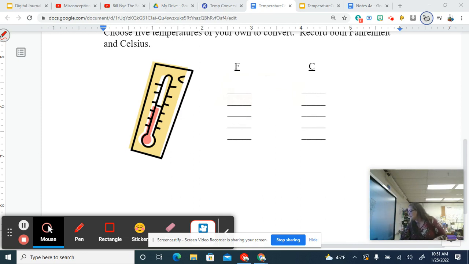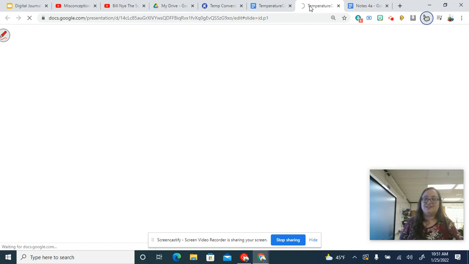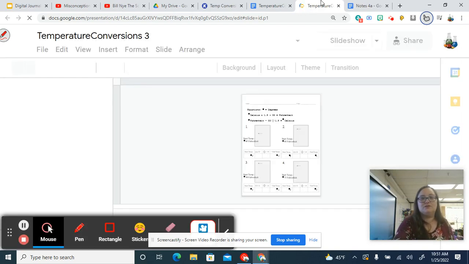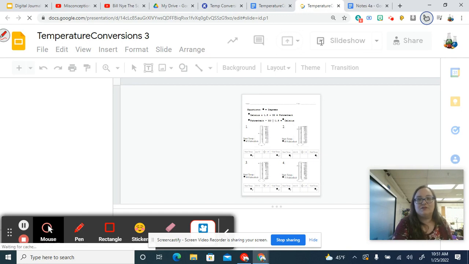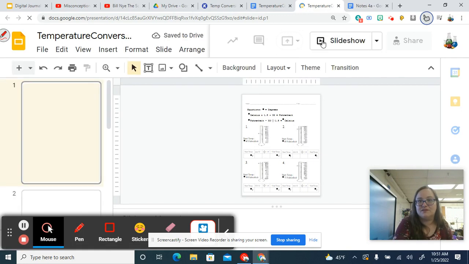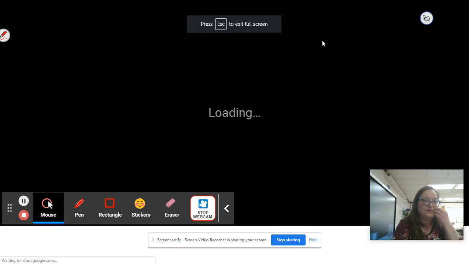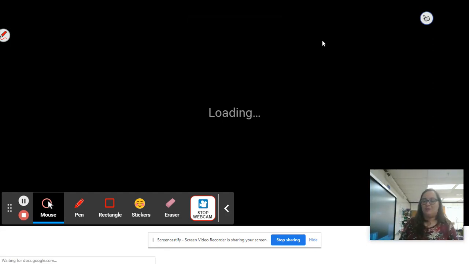The last thing in today's folder is called temperature conversions number 3. It's a slides. This one I'm not really going to do much of with you, because this one's the one that's really for the grade, and so I want to see what you can do on your own. But I do want to show you how it's set up, since it is a little different than what we've been doing.